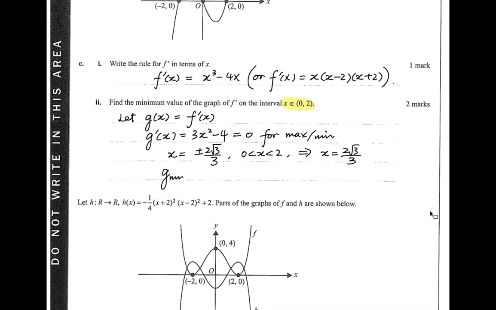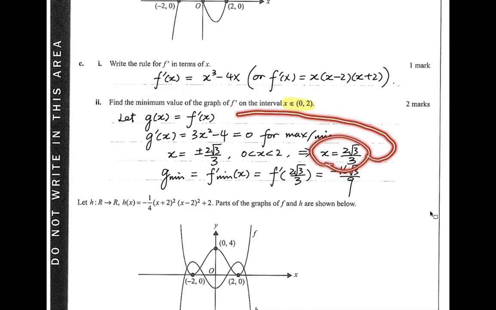So g minimum is f dash minimum of x, which is f dash 2 root 3 on 3. And it will be minus 16 root 3 on 9. A common misunderstanding will be substituting x value back into f instead of f dash. This time we want to find the minimum value of the derivative function, so you can't substitute that into your original function. Instead, you need to substitute that into this function here, okay?